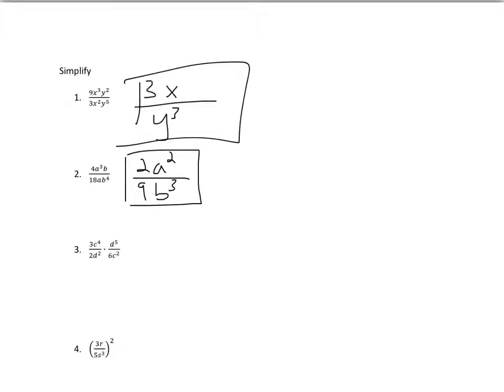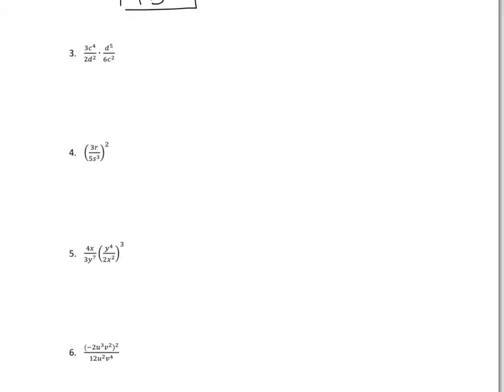All right. Number 3 here. Number 3, you're going to multiply these two together. So remember, we start by multiplying straight across. So we've got 3c to the 4th, d to the 5th, over 12 c to the 2nd, d to the 2nd. All right. So that's our multiplication.